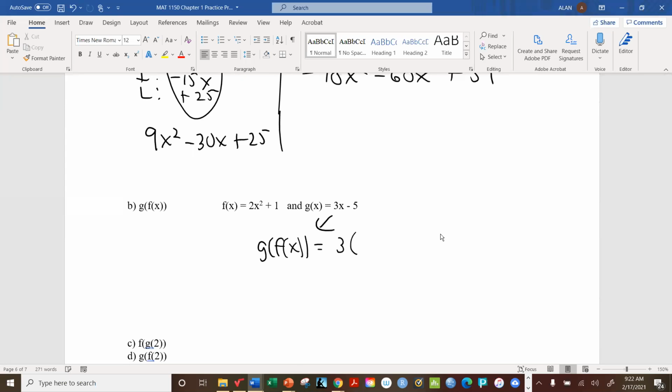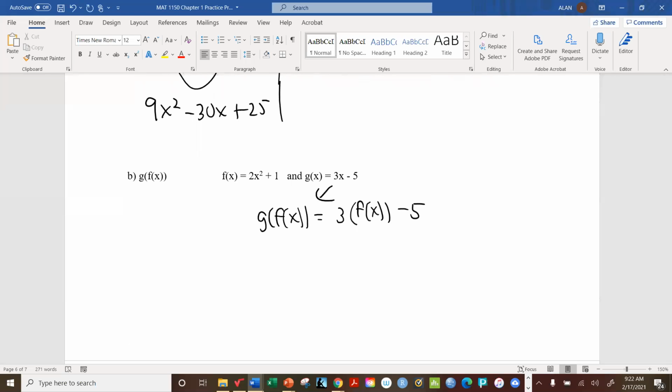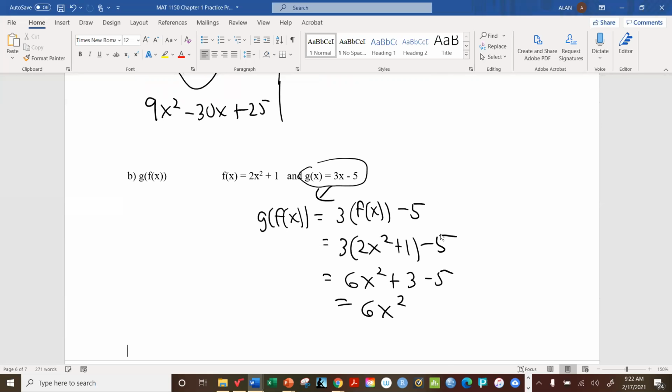3 f of x minus 5. Okay, and so now we know that f of x is 2x squared plus 1. So this one isn't too bad. We don't have to square anything, that's for sure. So again, g of f of x means take g of x and replace all the x's with f of x. You plug it in, and then you do some algebra. And in this case, that's all you have to do.